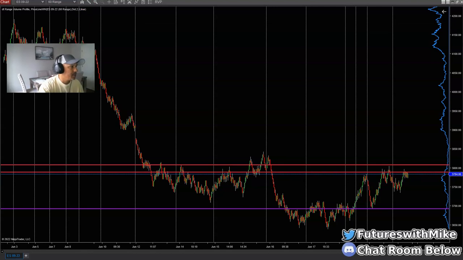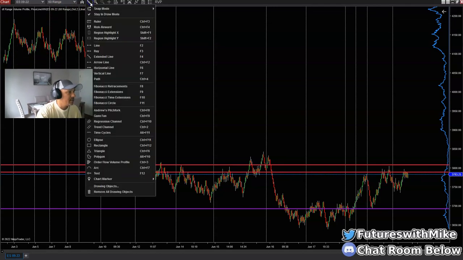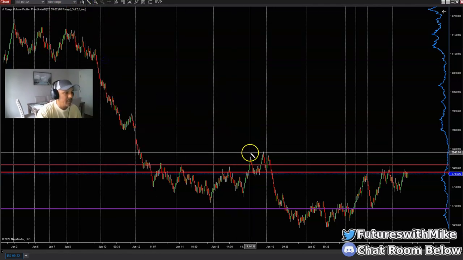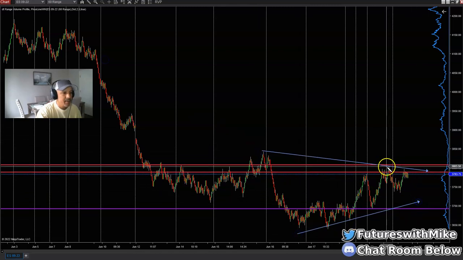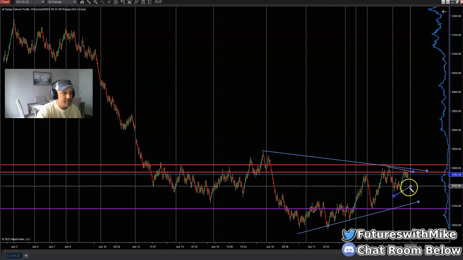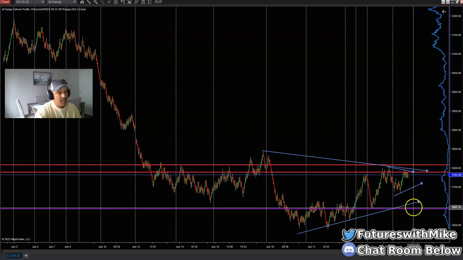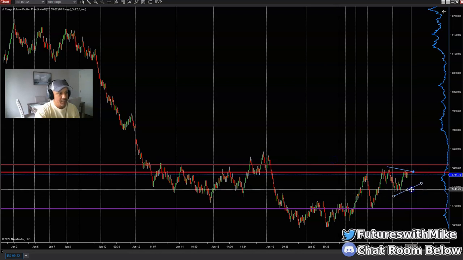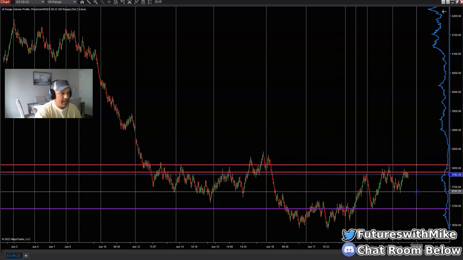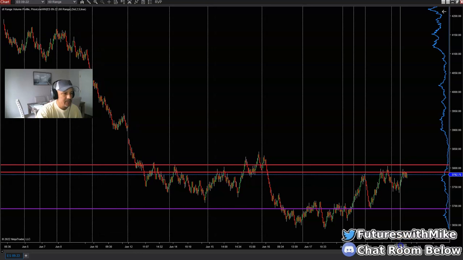Let me move this down a little bit so I can mark the wedge, so you can see what I'm talking about. There's a wedge in here, but we also had a small wedge right here. So, a wedge within a wedge, I call it. Be careful there. Price is grinding sideways and not really doing too much.